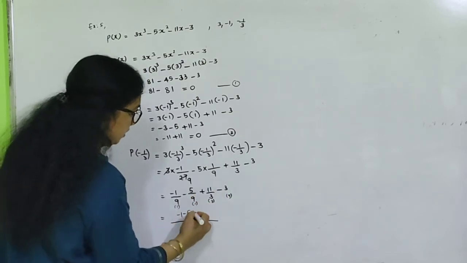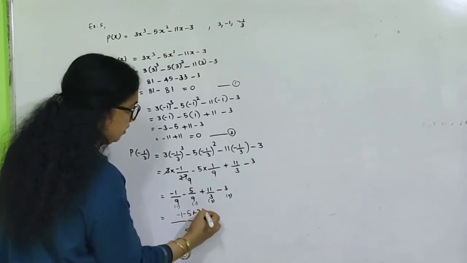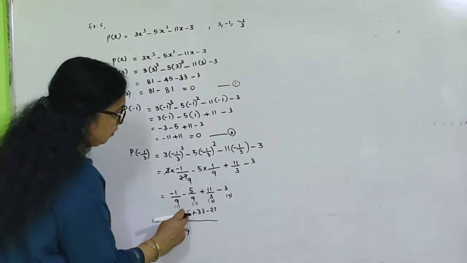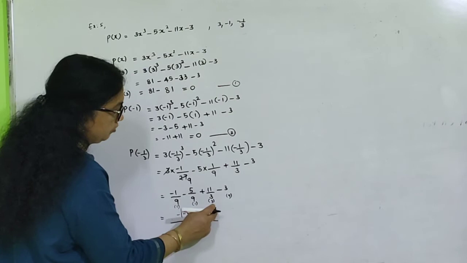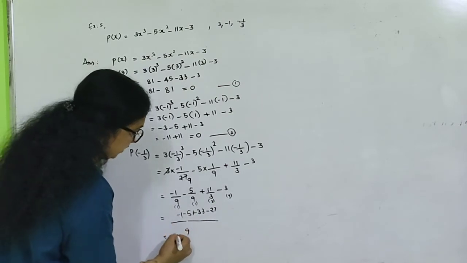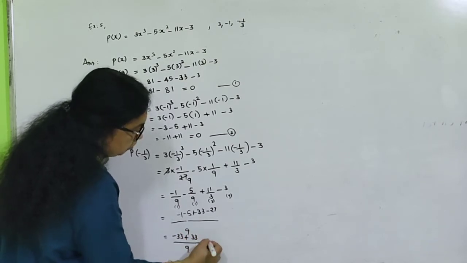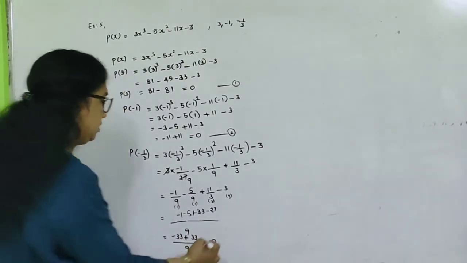So 3 11s are 33. 3 9s are 27. Now minus 1 minus 5 minus 6. Minus 27 minus 6 minus 33. Then plus 33 upon 9. 33 minus 33 is 0. 0 by 9 is 0. So this is the third one.